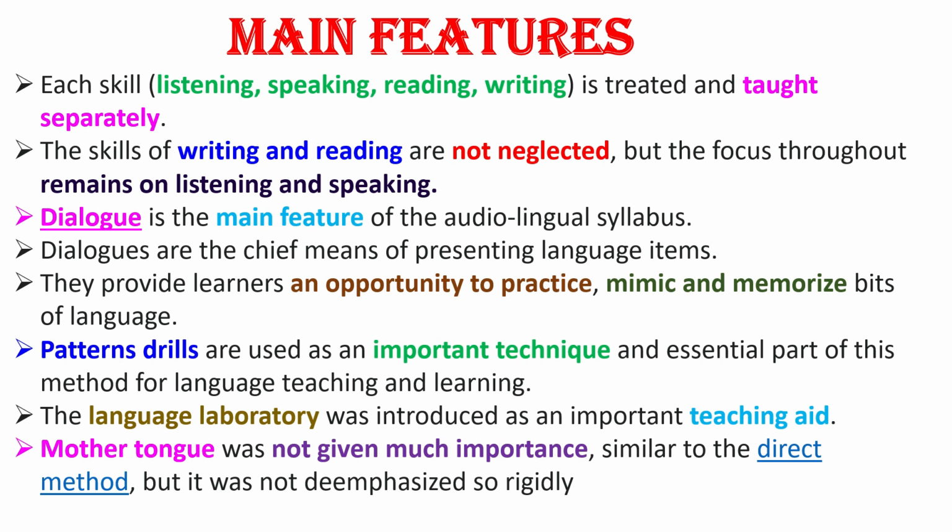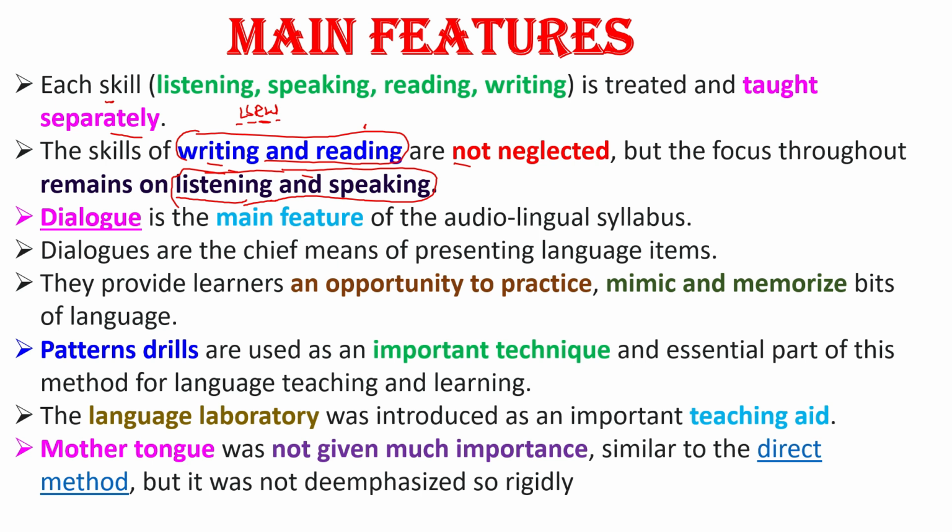And what are the main features of the ideolingual method? To develop a language, we need four language skills: listening, speaking, reading, and writing. These are all taught separately, not together. The skills of writing and reading are not neglected. But in this method, mainly they focus on listening and speaking. The ideolingual method focuses majorly on listening and speaking, and minorly on writing and reading. They are not neglected totally, but focused on in a minor way.